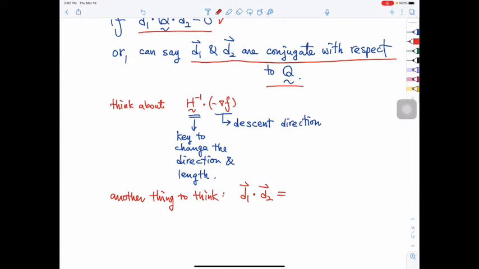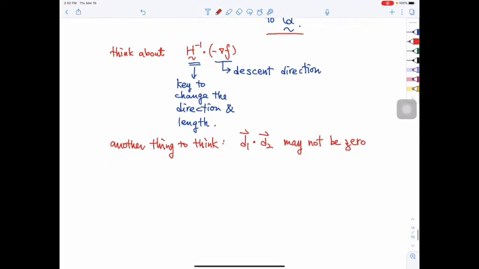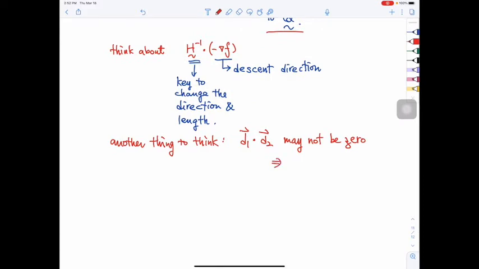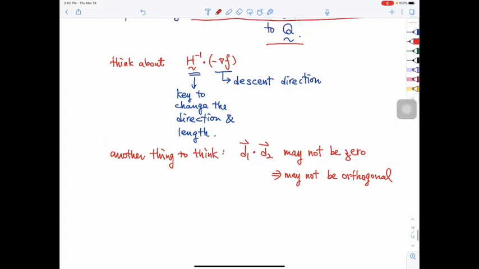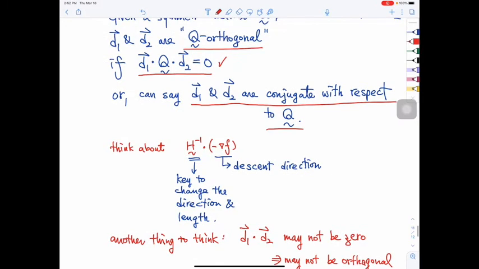Right? The D1 dot D2 may not be 0. So when it's not 0, that means they may not be orthogonal. Right? But there's a rule right here. We have this very important rule: D1 dot Q dot D2 equals to 0. So it's some kind of orthogonal. So we call it Q orthogonal.